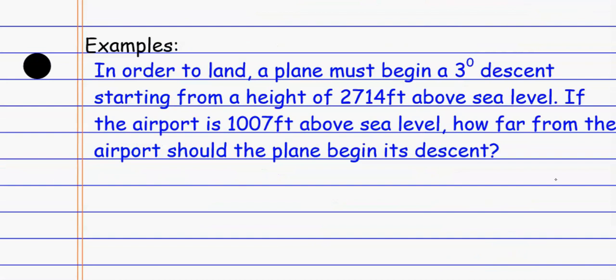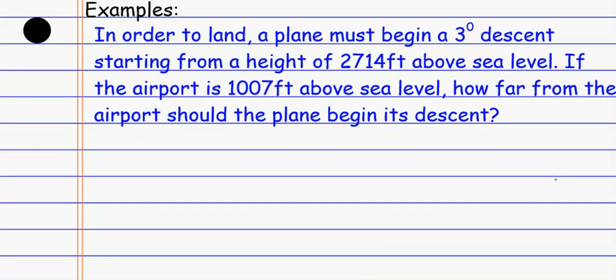If I look at this one, in order to land, a plane must begin a 3-degree descent starting from a height of 2,714 feet above sea level. If the airport is 1,007 feet above sea level, how far from the airport should the plane begin its descent? And so when we're looking at this, again, maybe I'll draw a quick picture here. I'll do a very childish version of it, it's going to look like a fish. That's not good. Okay, here's my plane. Apparently that's awful. That's really terrible.